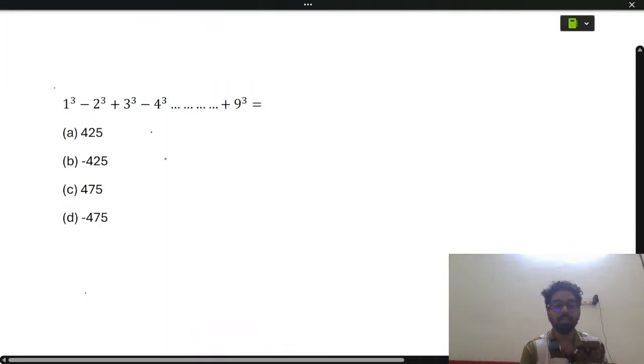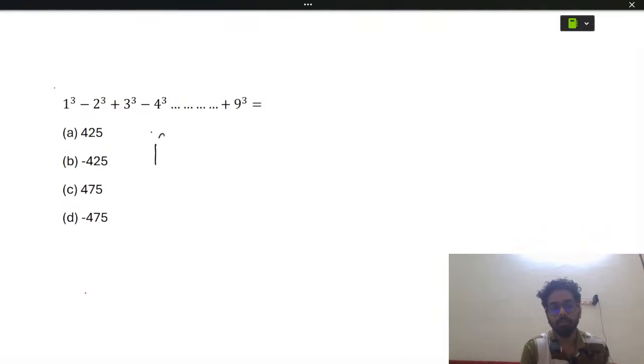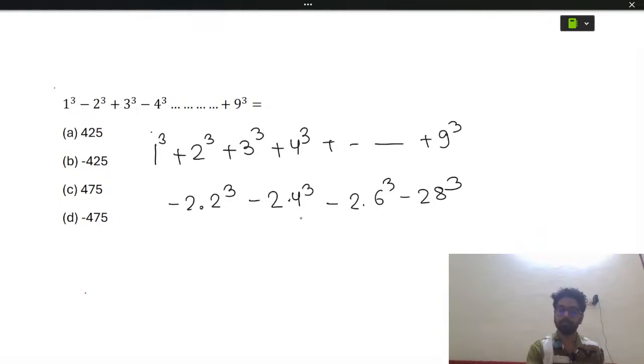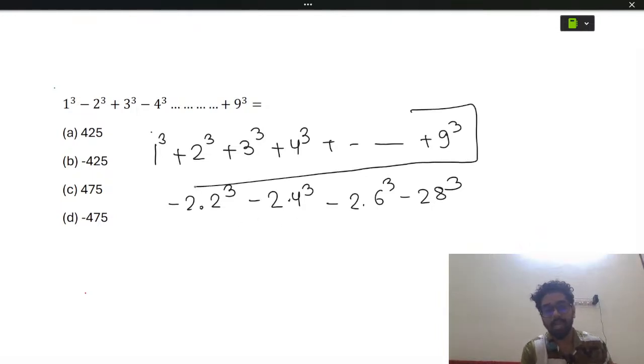I can write this in multiple ways. So 1 cube. Okay, I will add 2 cube and I will subtract 2 cube. So it becomes 2 times 2 cube plus 3 cube. I will add 4 cube and subtract 4 cube. So it becomes 2 times 4 cube, and so on till 9 cube. But what am I getting added? Minus 2 into 2 cube, minus 2 into 4 cube, minus 2 into 6 cube, minus 2 into 8 cube. Right? Now this one we can directly answer.